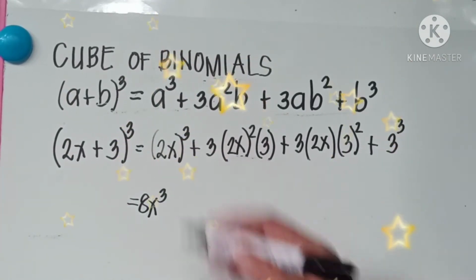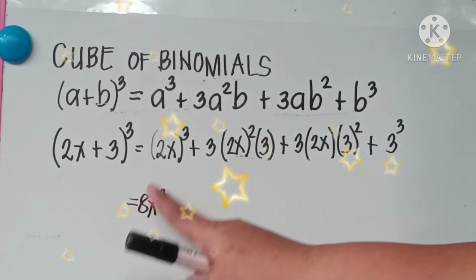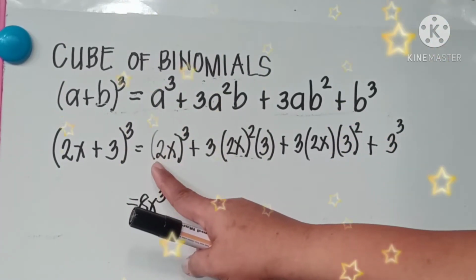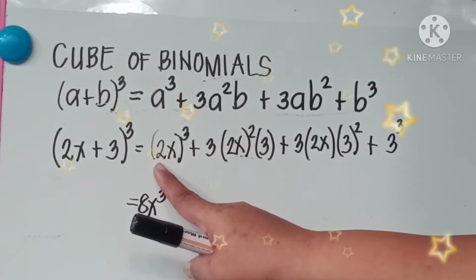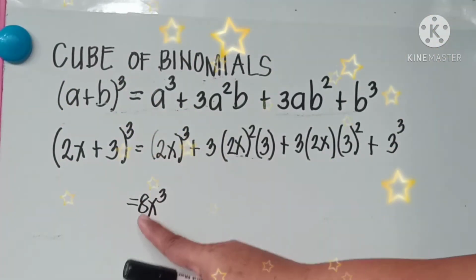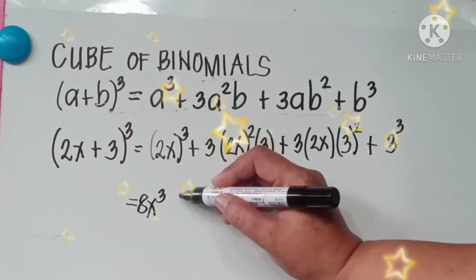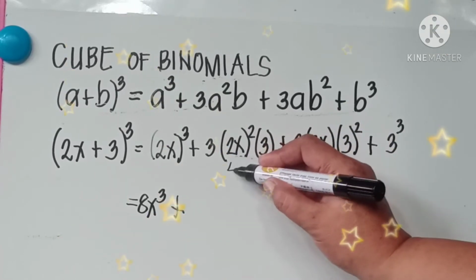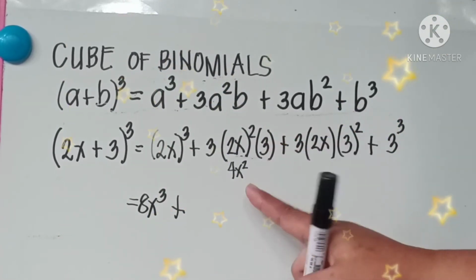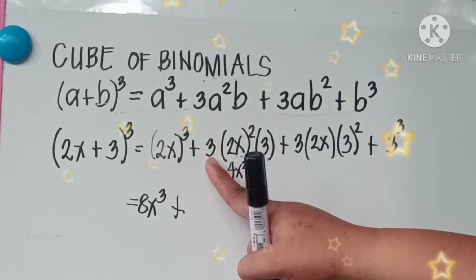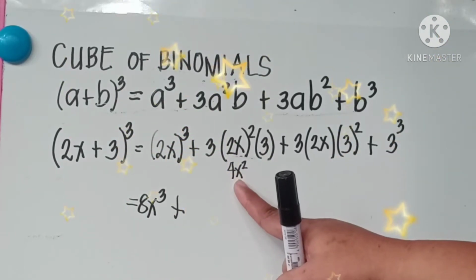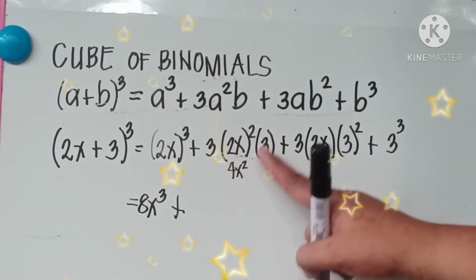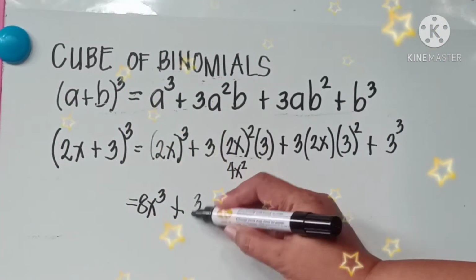8x cubed. Why did it become 8? Because you are going to multiply 2 3 times by itself. So that's 2 multiplied by 2, 4, multiplied by 2 is 8. Then plus the square of 2x is 4x squared. Then multiply this by 3, that is 12. Then multiply it by 3, so 12 times 3 is 36.